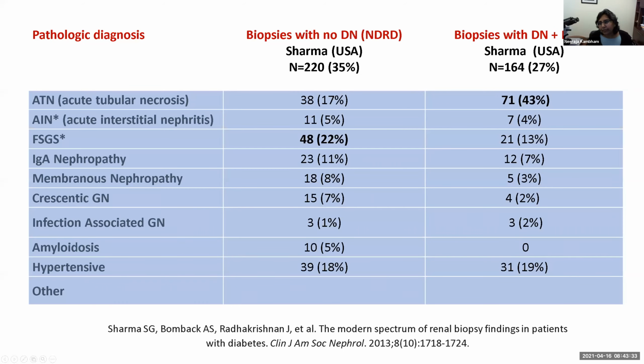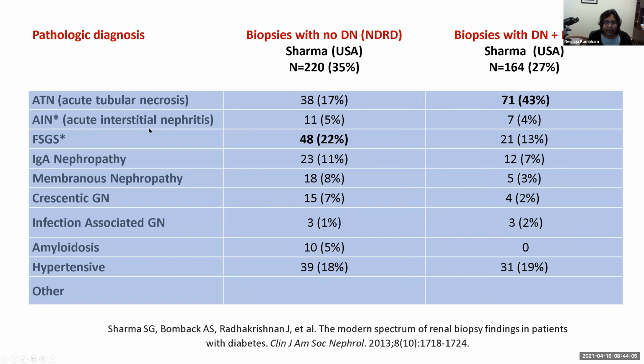So this is one of the big studies from the US population. There was a large group of patients, and here I'm focusing on only a subset who had no diabetic nephropathy and some who had diabetic nephropathy plus non-diabetic renal disease. One of the common things we see in association with diabetic nephropathy is ATN, acute tubular necrosis. That seems to be fairly commonly seen.